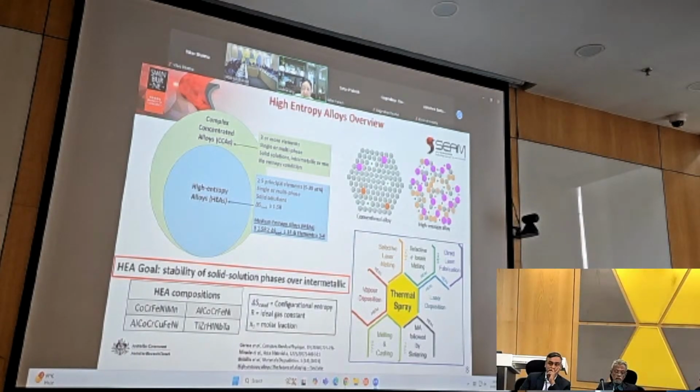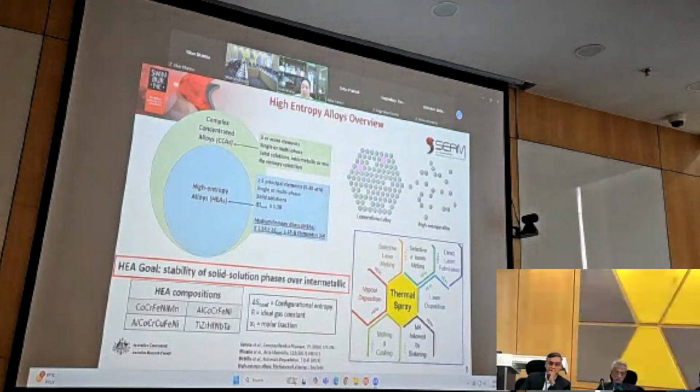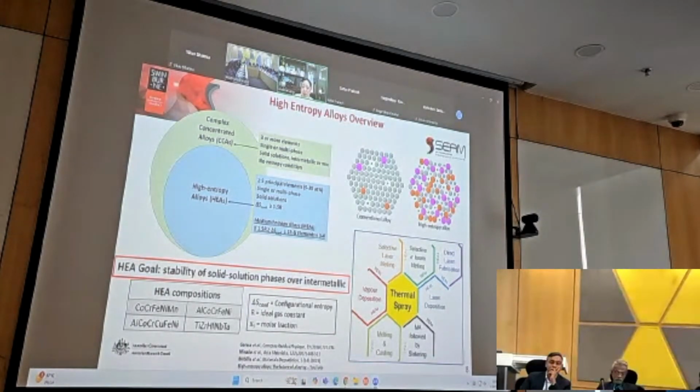When you start to mix many different elements together, it has the effect of raising the entropy. Once it's above a certain configuration, 1.5 R, you get the high entropy effect. What does it mean? You get simple solid solution forms, sometimes multiple solid solution forms, and fewer intermetallics, and so on and so forth. So people believe that this is another way of alloying. Instead of what we do traditionally, like stainless steel, where we take iron and alloy it with finer elements.